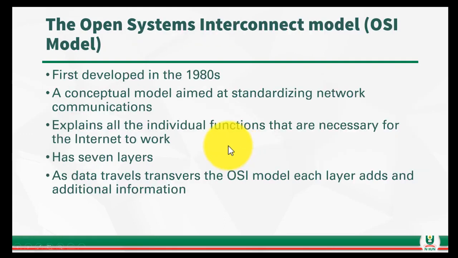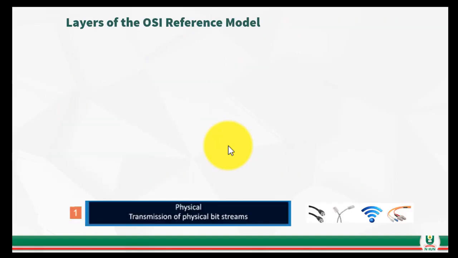Now let's discuss a very important model or concept that helps us to describe data communication between systems, which is the Open System Interconnect model, popularly known as the OSI model. This was first developed in the 1980s, and it provides a conceptual way of explaining how data moves in a network. It's aimed at standardizing network communications. The OSI model explains all the individual functions that are necessary for the internet to work. There are 7 layers in the OSI, and as data traverses the OSI model, each layer adds an additional functionality. So let's discuss the different layers of the OSI quickly.